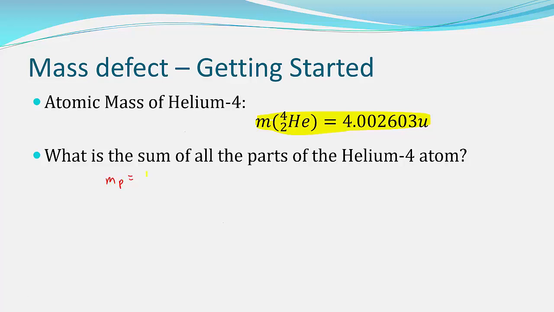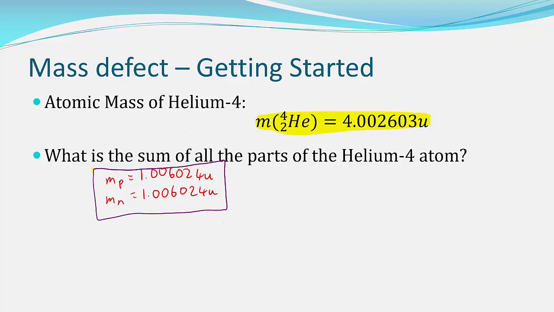Now, what I want you to try and do now, knowing that the mass of a proton is 1.006024 atomic mass units, and the mass of a neutron is the same, so 1.006024 atomic mass units, is use this information to determine what the mass of helium-4 should be if you just got those particles, so 2 protons and 2 neutrons, and you put them together. What would you expect it to be?